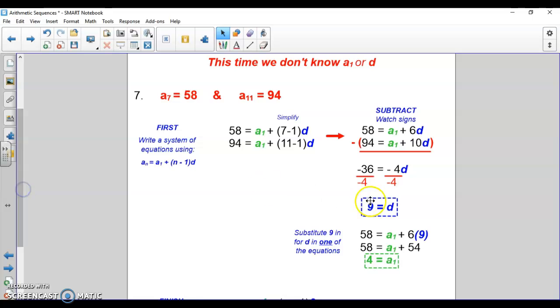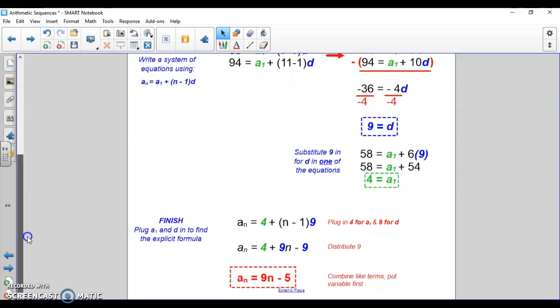Take 9, plug it into either one of the equations right here typically. Doesn't matter which one, whatever you want. 6 times 9, we get 54. Subtract 54, we get a sub 1 equals 4. We have our common difference. We have our first term now. That's all I'm asking for. Finish it out just like we've been doing to find the explicit formula. There's all the work there.